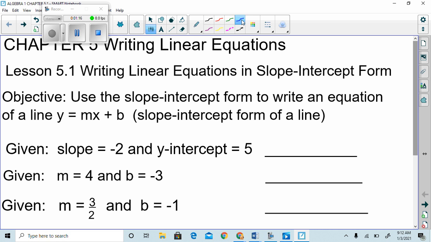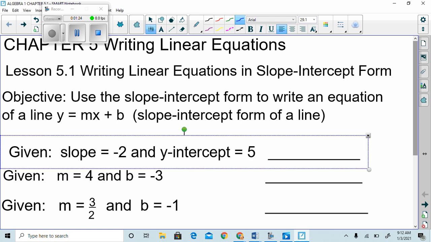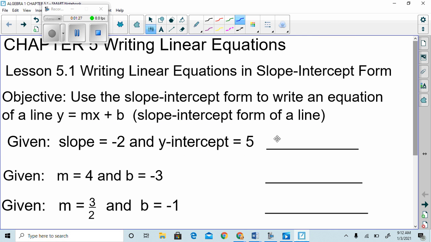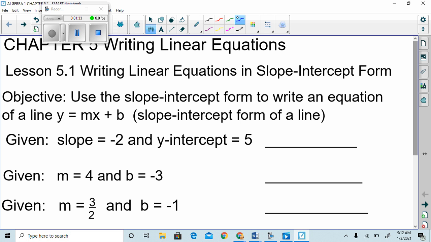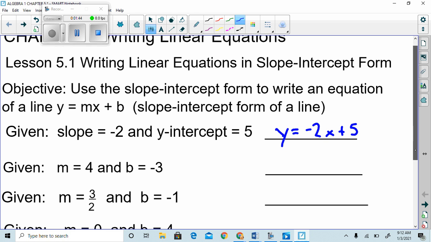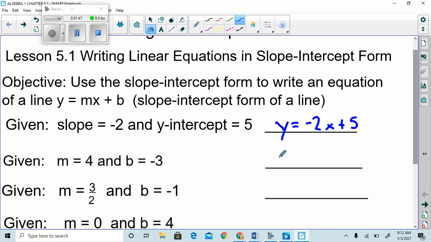Given the slope and the y-intercept, let's take the model y is equal to mx plus b and replace in what we know. We know that slope m is equal to -2. We know that our y-intercept here is 5. Given the information, replace it into the equation. Y is equal to 4 times x. Don't forget that x. This time, my y-intercept is -3.